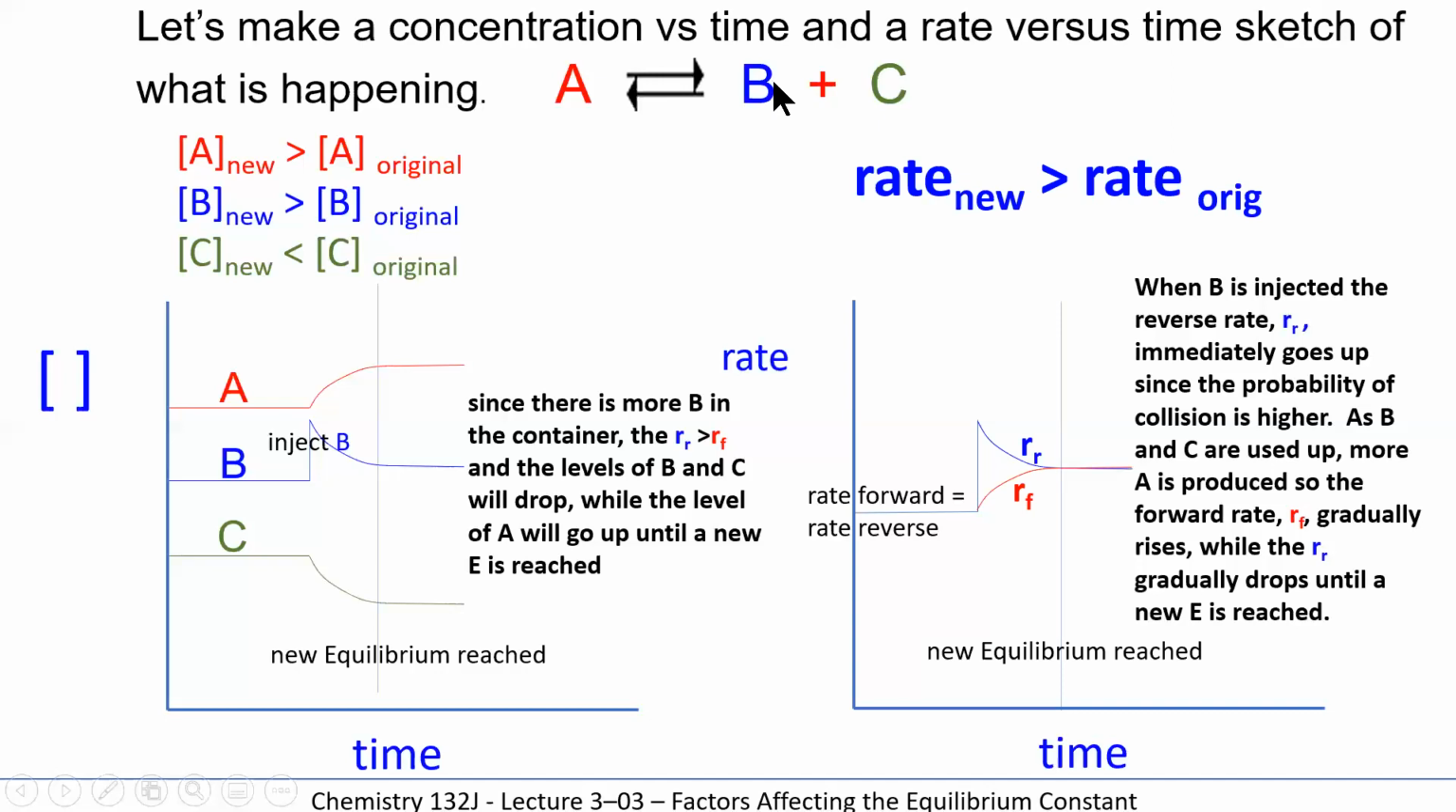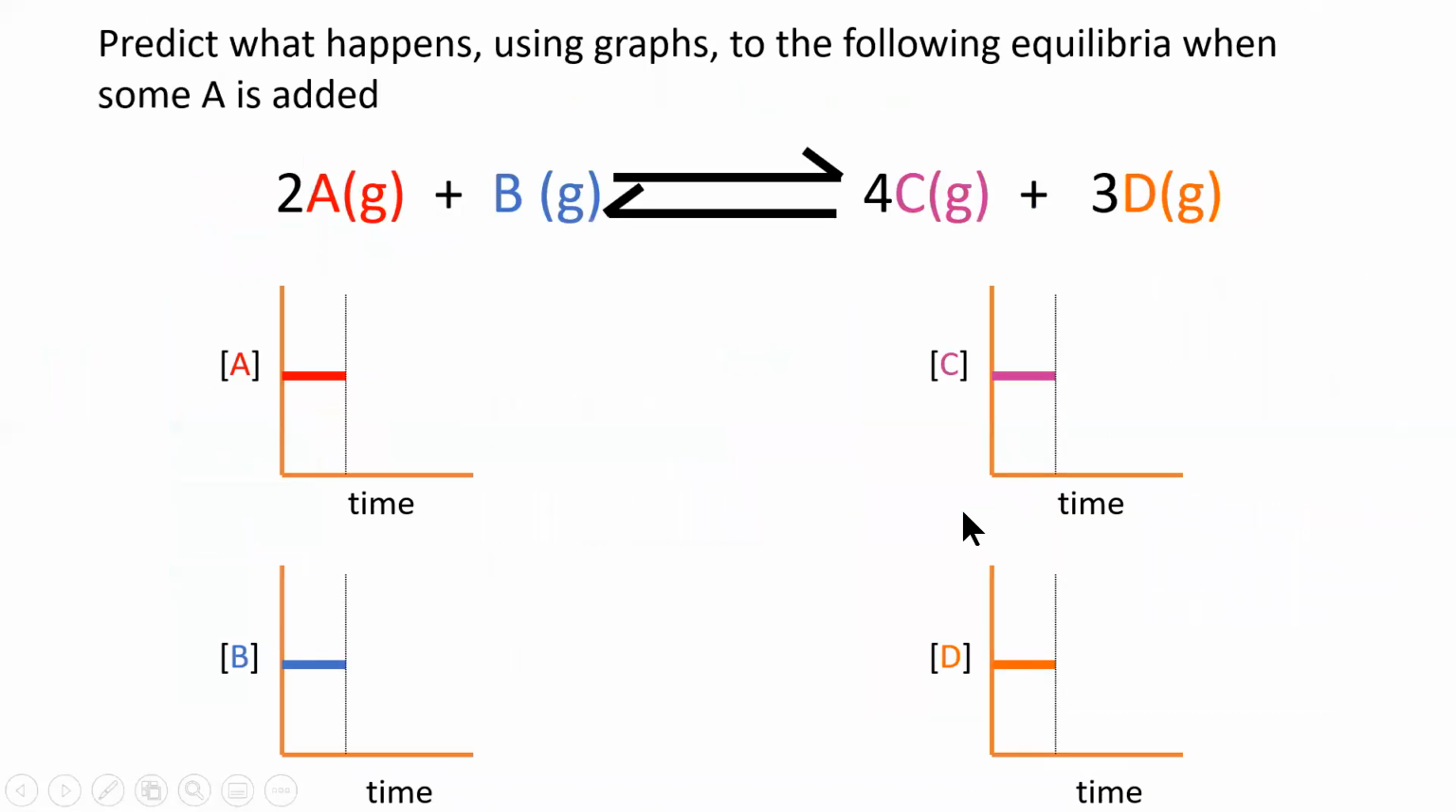Because there's more B in the container and B was converted into A, the quantity of C decreased, but the quantity of A increased and the quantity of B increased. So there's more total particles in the container, and that means the forward and reverse rates will both increase from the original rate that was there.